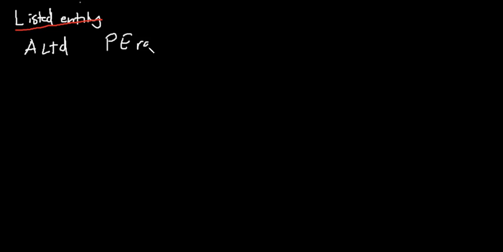So assume that in this case, we're going to start with valuing a listed entity. So we'll start with a listed entity example. Assume that we've got A Limited, and we're told that A Limited is currently trading with a PE ratio of 12. We're also told that the PE ratio of the financial services sector, which A Limited is in, is sitting at 17.